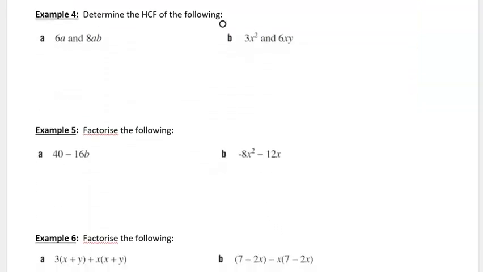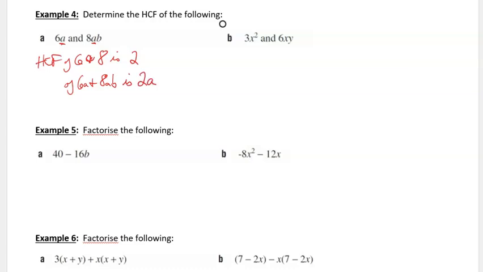The highest common factor between 6 and 8. Well, the highest common factor of 6 and 8 is, what is it? Let's see, we've got 2. I think that's the highest we can go. So the highest common factor of these two is 2. And don't forget, we also have an a in both of these. So the highest common factor of 6a and 8ab is actually 2 times a, or 2a.